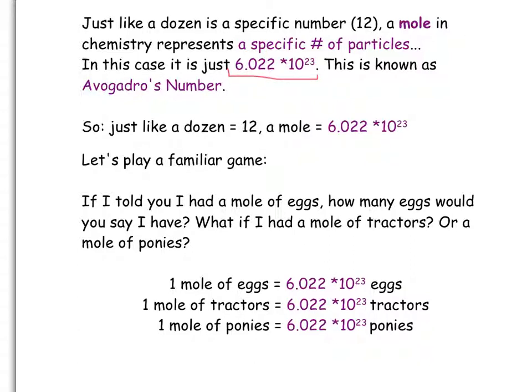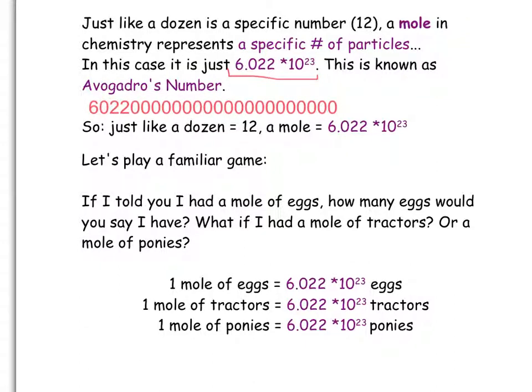So, just how large is this number? Well, let's take a second to write it out. So here I have 6, and now there's going to be 23 numbers after it. So I have 6, 0, 2, 2, and now we're going to have 20 zeros remaining. And as you can see, this is a very, very, very large number.